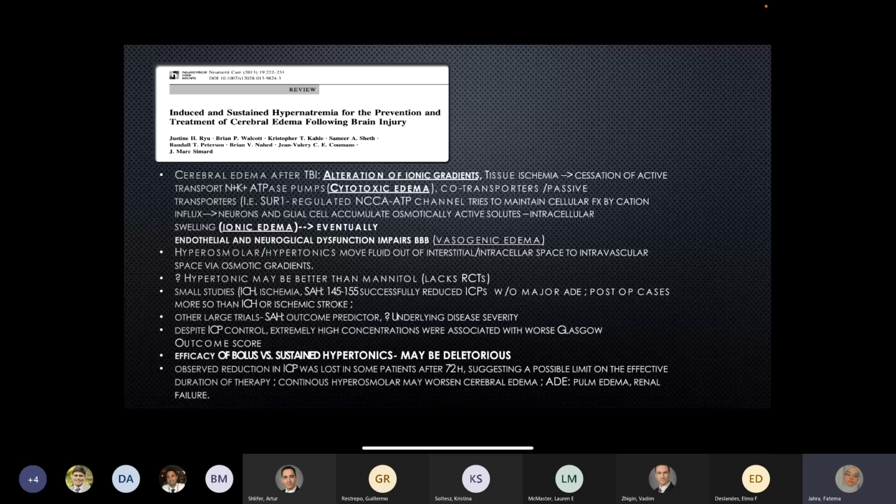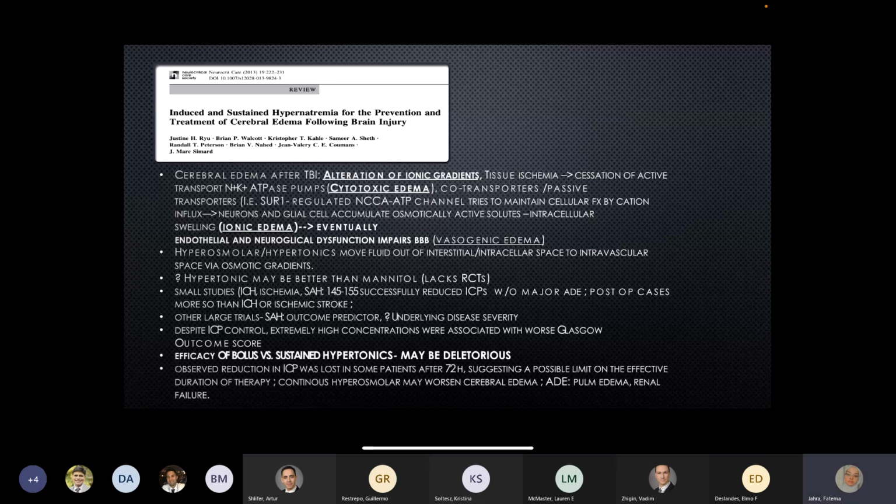I know this slide is a little busy, but I'll break it down. The first two points are about all the physiologic changes that cause cerebral edema or swelling in different states. You have cytotoxic edema, where the sodium-potassium pumps stop working, and then ionic edema, and I'll show you the channel in a second. And you have vasogenic edema, where the endothelial walls are dysfunctional because the blood-brain barrier is impaired.